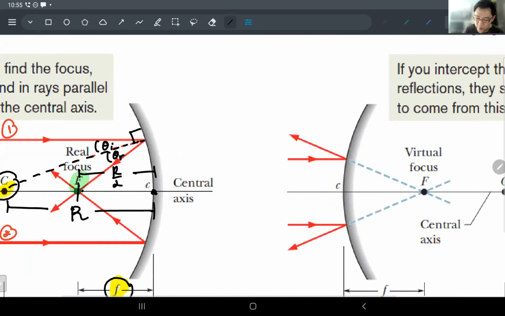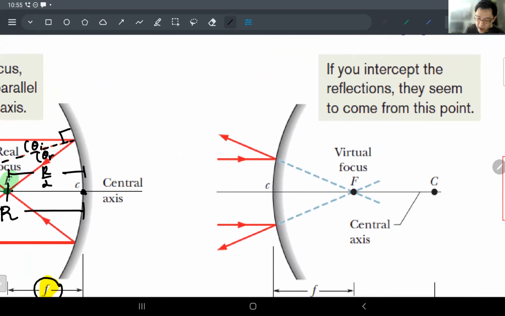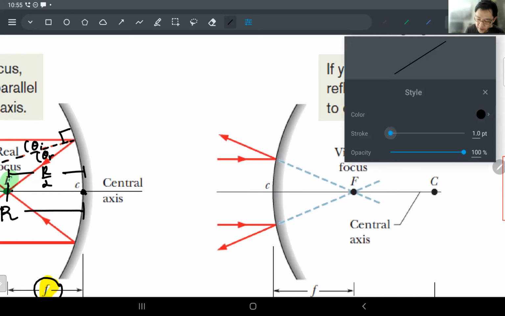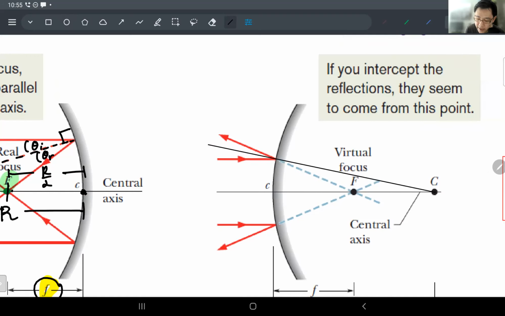Oh, okay, I know. I should go backward here. All right, guys. So I have to draw. Here we go. I think that's better. There. That's the normal line right there. Okay, so the normal line there will just go through the center of curvature C.